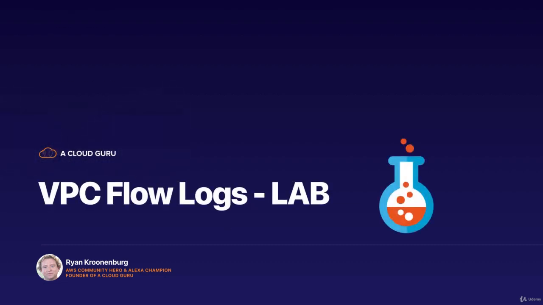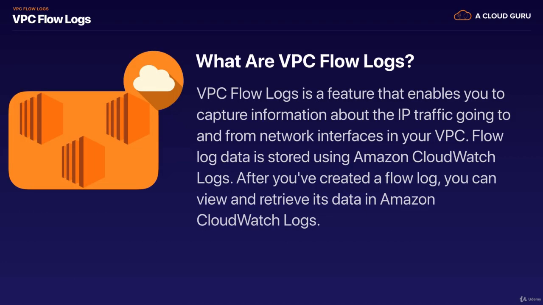In this lecture, we're going to look at VPC flow logs. So what is a VPC flow log? Well, VPC flow logs is a feature that enables you to capture information about the IP traffic going to and from network interfaces within your VPC. And flow log data is stored using Amazon CloudWatch Logs. After you've created a flow log, you can view and retrieve data in Amazon CloudWatch Logs.